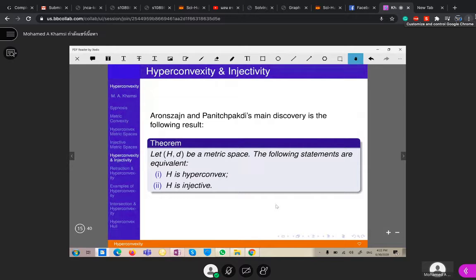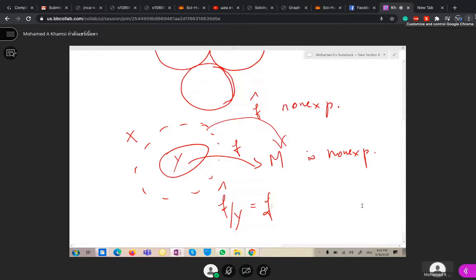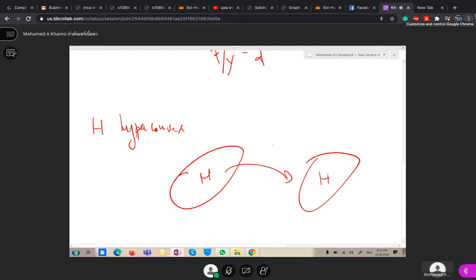So, again, if we go back to what I said earlier, hyperconvexity and injectivity are the same. It's if and only if. Let me explain this one in a different way. We have seen this in our first talk. If you take H, which is hyperconvex, and take H into H, and you take here the identity map. Clearly, the identity map is an isometry, and therefore it is non-expansive.